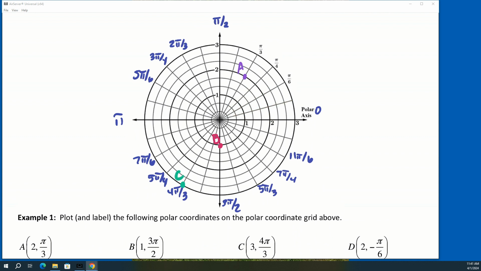And then D is the first one where we have a negative coordinate, and negative coordinates definitely make this more difficult. But we're still going to go to the circle with 2, and instead of rotating pi over 6 this way, we're going to rotate in the negative direction, which is the clockwise direction, and it is going to be here at 11 pi over 6.